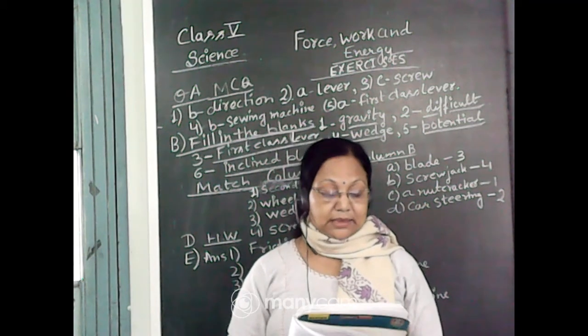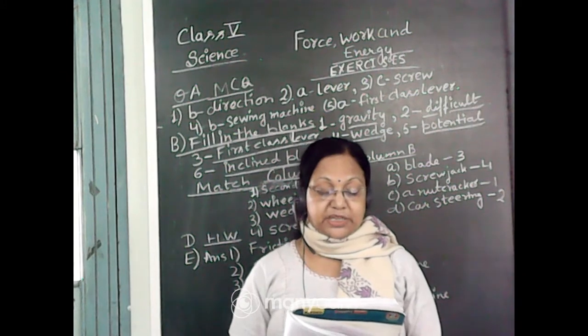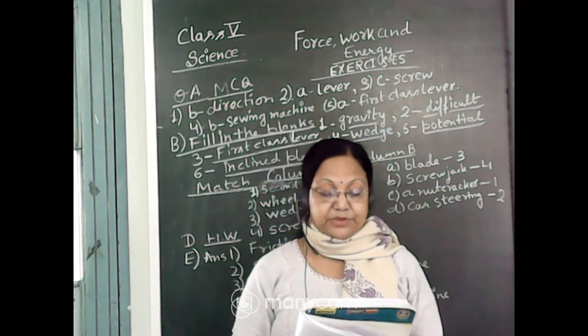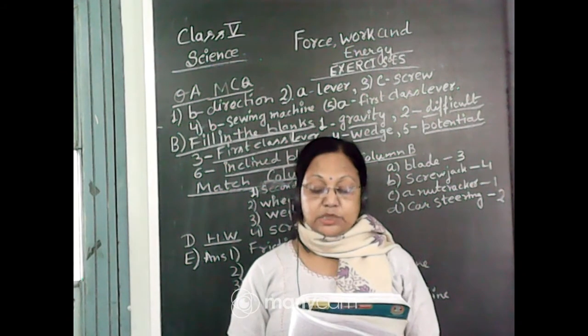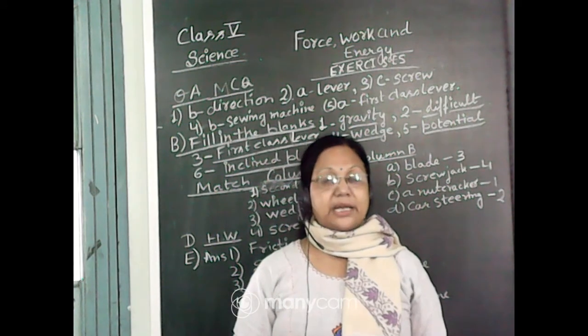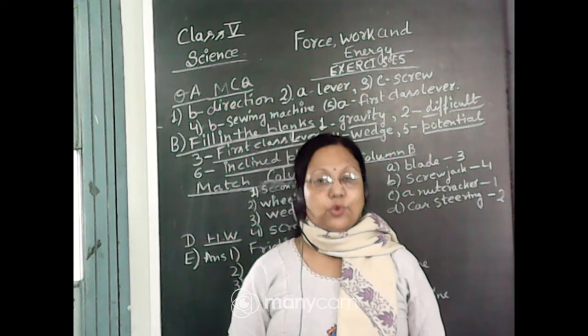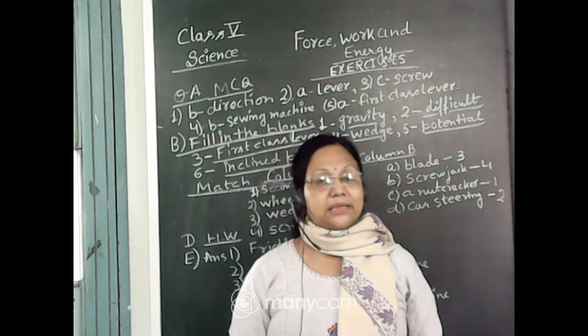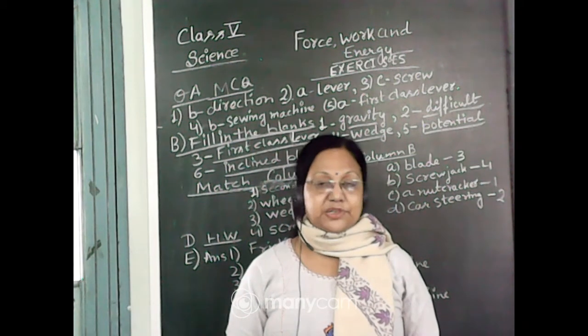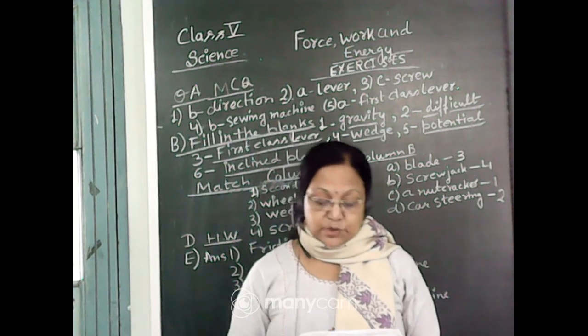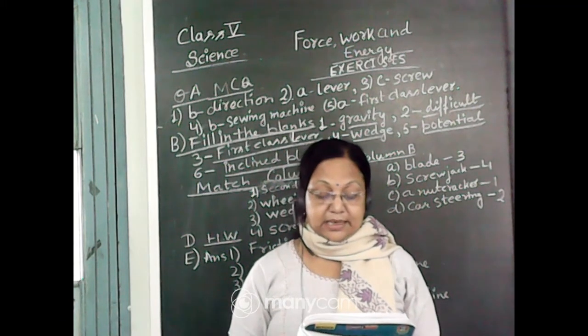Now the fourth question: which machine consists of several simple machines: knives, sewing machine or forceps? Naturally, when more than two simple machines join together to form a complex machine, or compound machine, that is a sewing machine. So option B is the correct answer.